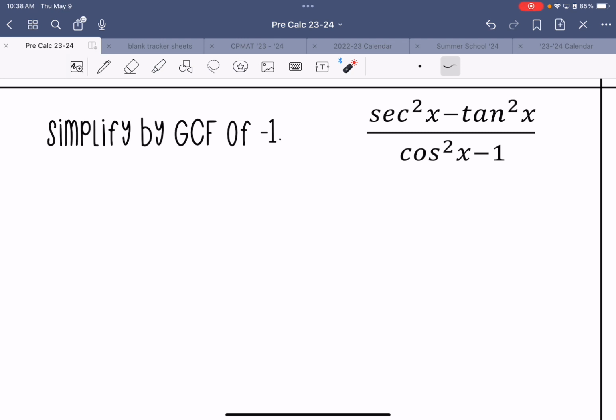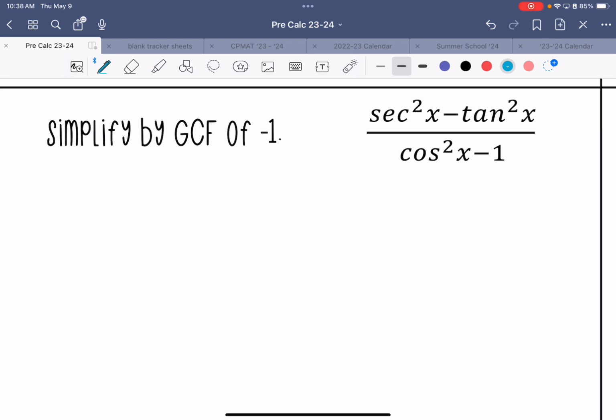Looking in my numerator, I have a subtraction and 2 squared, so I'm going to use the Pythagorean theorem identity. So I'm looking over here at my green sheet. I'm looking for P1, P2, P3. I have a secant squared, so I'm going to use P2. That's what my green sheet says.